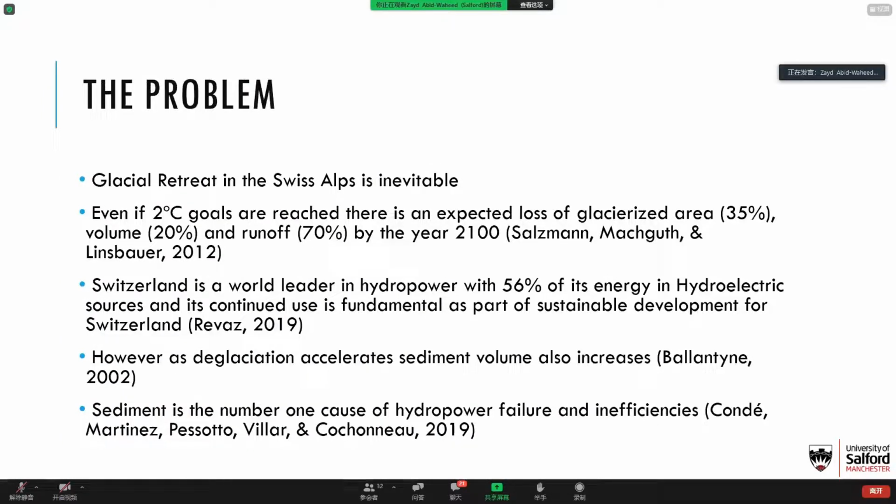So with hydropower in the Swiss Alps, the biggest problem that you see is the fact that glacier retreat in the Swiss Alps is essentially an inevitable process. Even with the goals that Cecile just outlined for us, you will still see a massive loss of the glacierized area, and especially a massive loss of runoff. And this has a knock-on impact for hydropower systems in the area, because, of course, you're going to see a loss of water firstly, but the more immediate risk is one of increased sedimentation. Now, you may think that's not such a big deal, but then you realize that sedimentation, because glaciers are massive providers of sediment into a system, is the leading cause of failure and inefficiencies for hydropower.